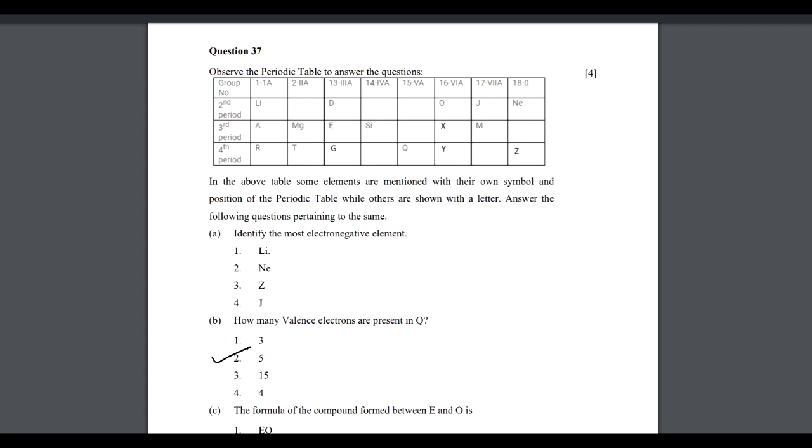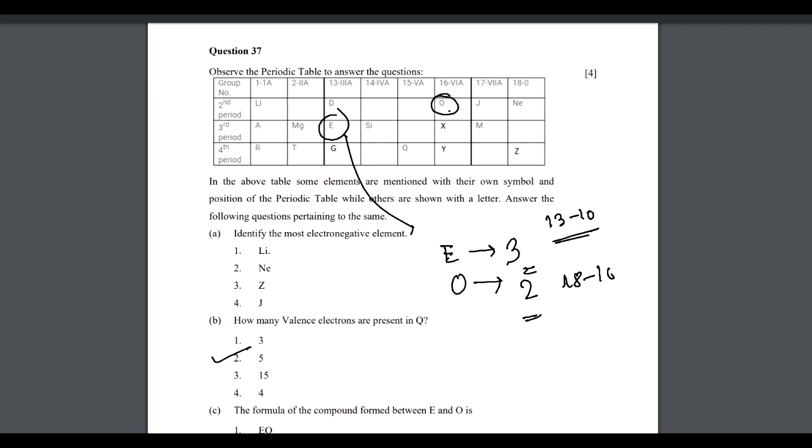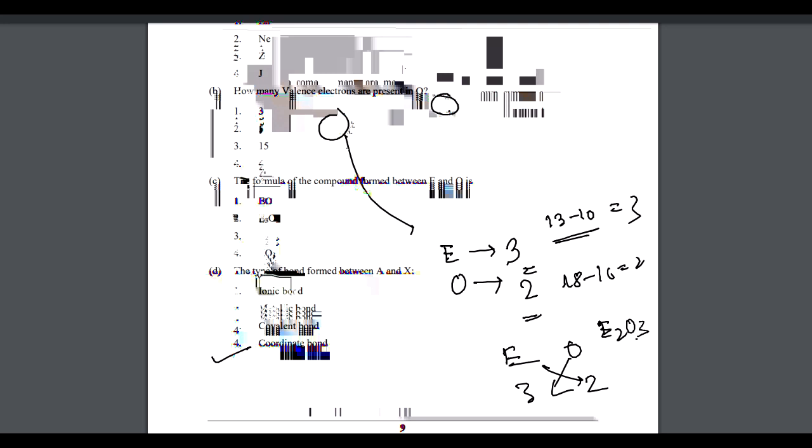The formula of the compound between E and O. Let's find E and O. So E is in group 13. So valency will be 3. O is in group 16, valency will be 2. So E group 13 means valency 3, 13 minus 10, and for group 16 the valency will be 18 minus 16, 2. So the formula will be E2O3. So here we have the answer, E2O3.